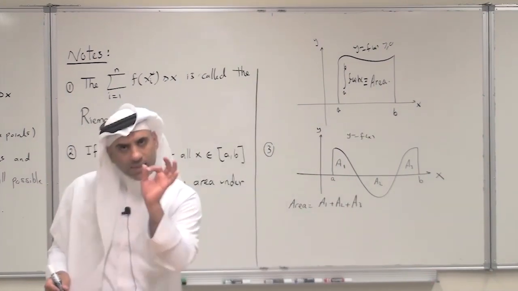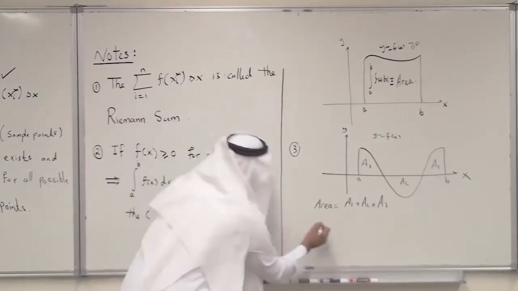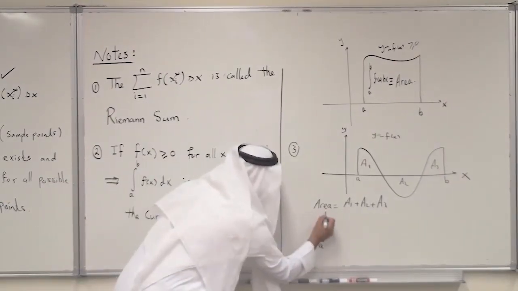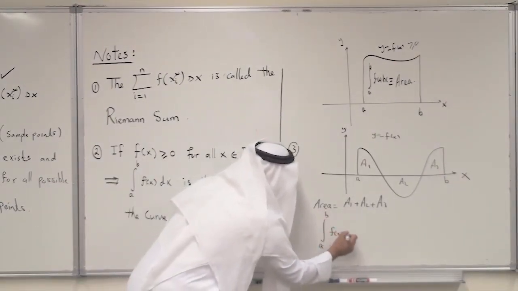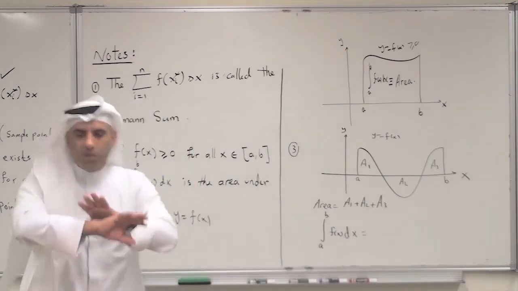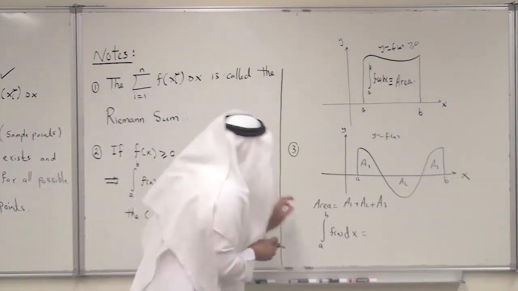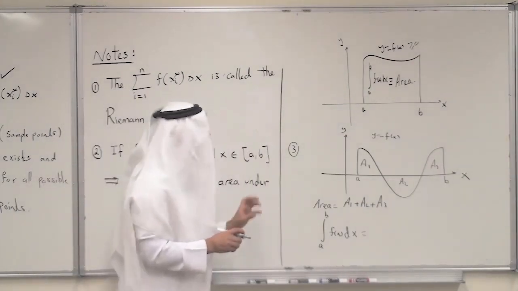But what is the definite integral from A to B of the function f of x? What is the integral from A to B of f of x dx? Is it equal to the area? The answer is, in this case, absolutely no. So what is it then? The answer is, it is the net area. What do you mean by the net area?